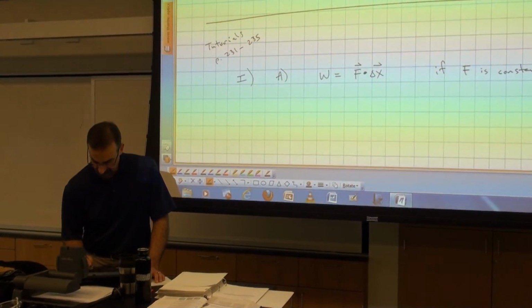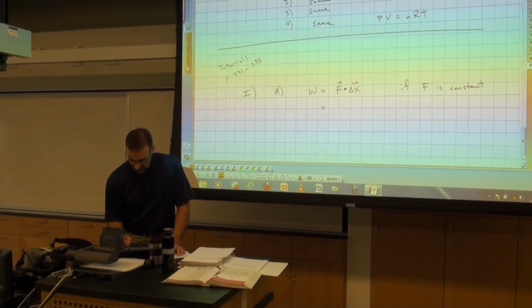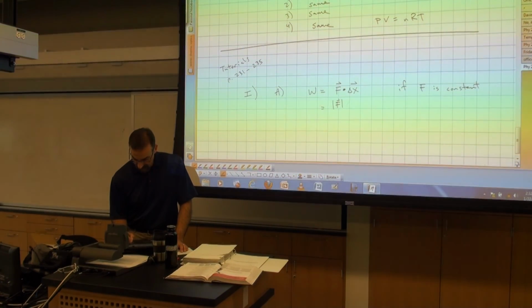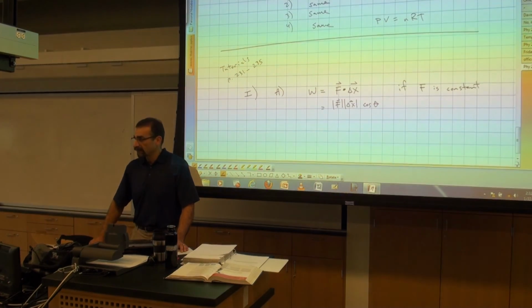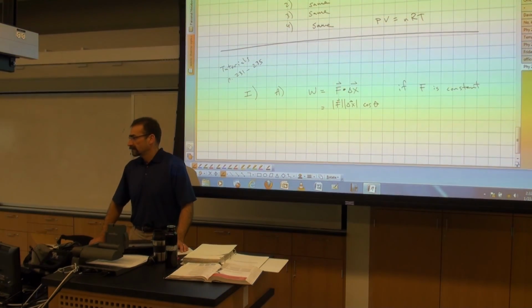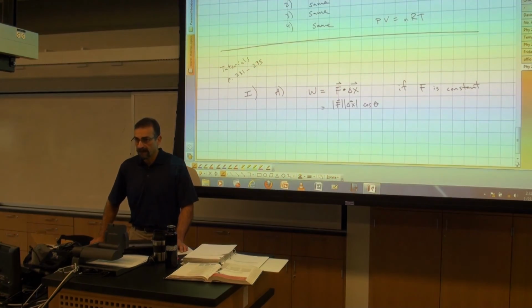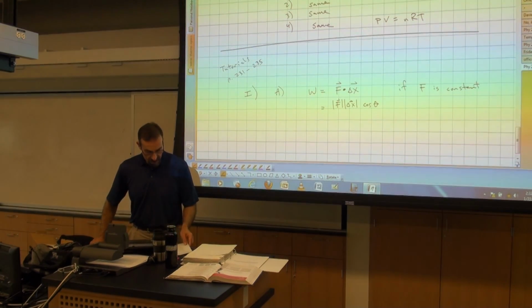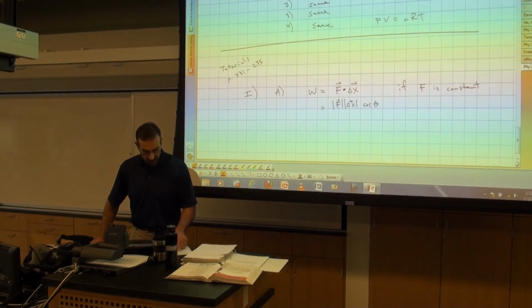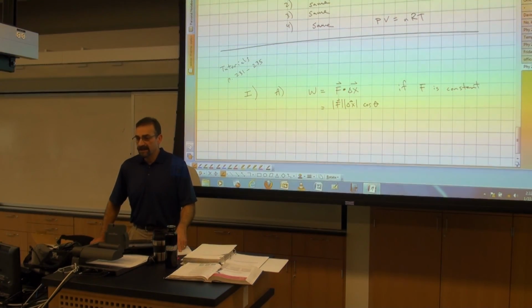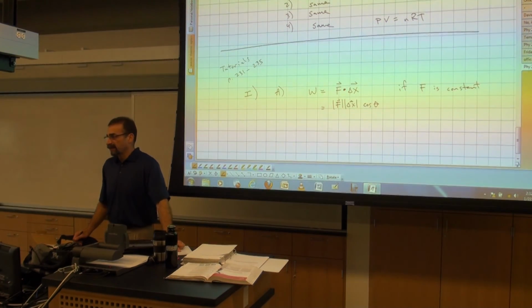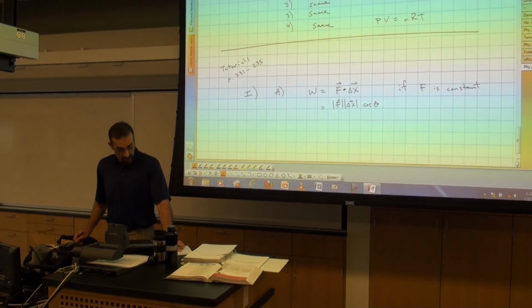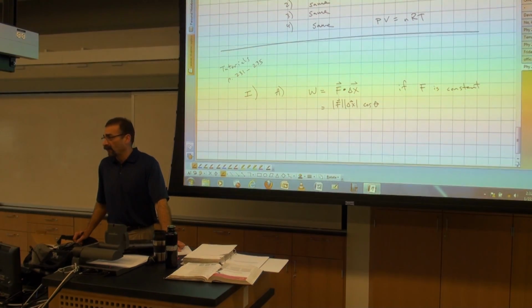Over that distance. Or another way of writing it is the magnitude of the force, the magnitude of the displacement, and the cosine of the angle between them. Okay? So sketch, draw a little block in there, and sketch an arrow for the force acting on the block, and an arrow for the displacement of the block. That would give us positive work being done by that force on the block.